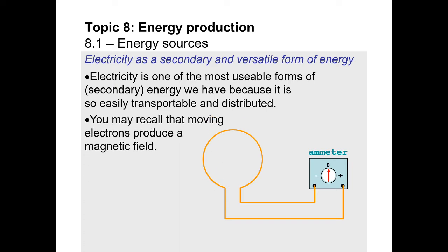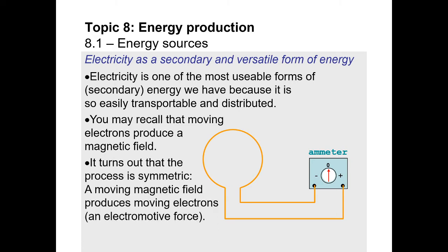Now, what we learned in the electricity and magnetism unit is that when you have a moving charge, it produces a magnetic field. The other way also works. If you have a charge that is stationary and that charge is exposed to a changing magnetic field, there will be movement of the charge.